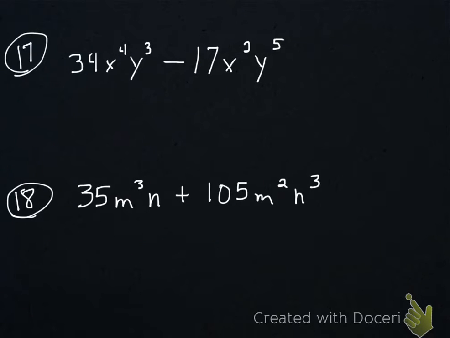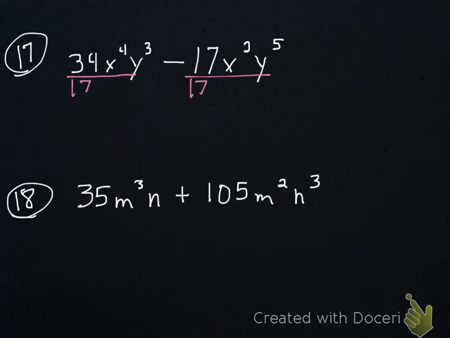Number 17. Wow, 34 and 17. Well, 17 is a prime number. What about 34? Well, 34 is even. If I divide it by 2, what do I get? I get 17. So that means they're both divisible by 17. Crazy teachers, you did that on purpose. Yep, we did.